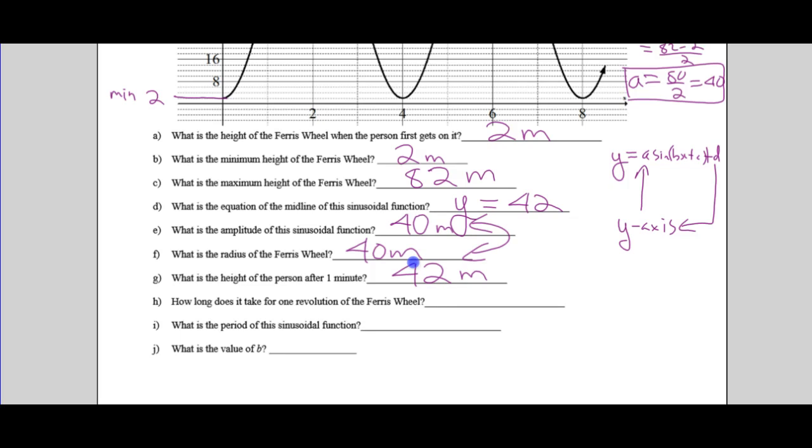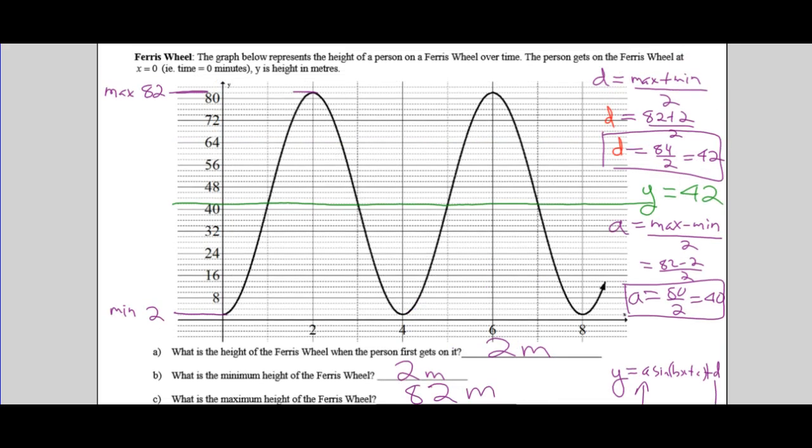How long does it take for one revolution? 4 minutes, right? So how do you get that? I started down here and I get back down here. It took 4 minutes before I reached my starting point, right? You could do it from here to here, or from here to here, but in this case, it's easy to just do it from there to there. So 4 minutes.